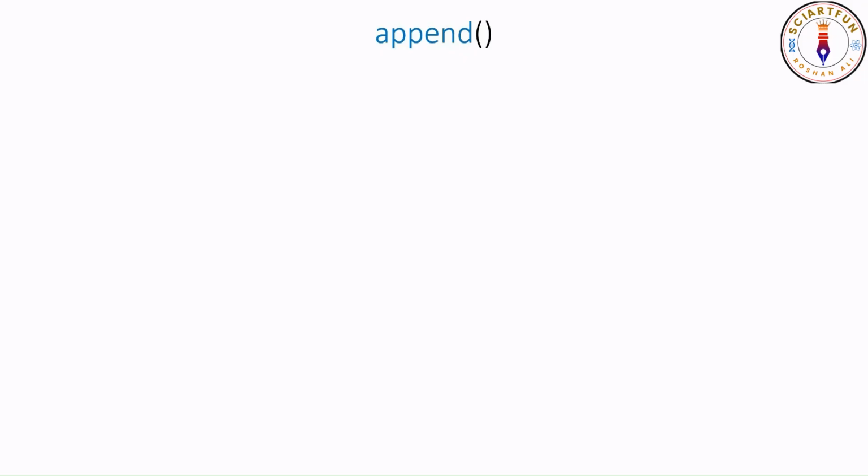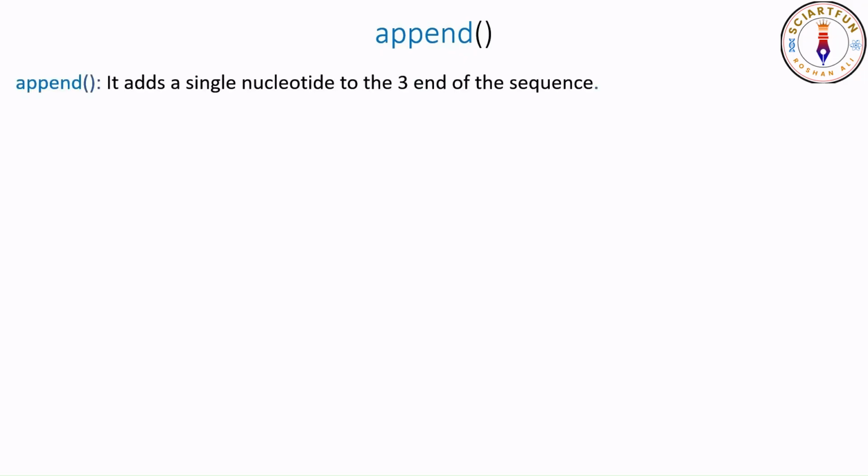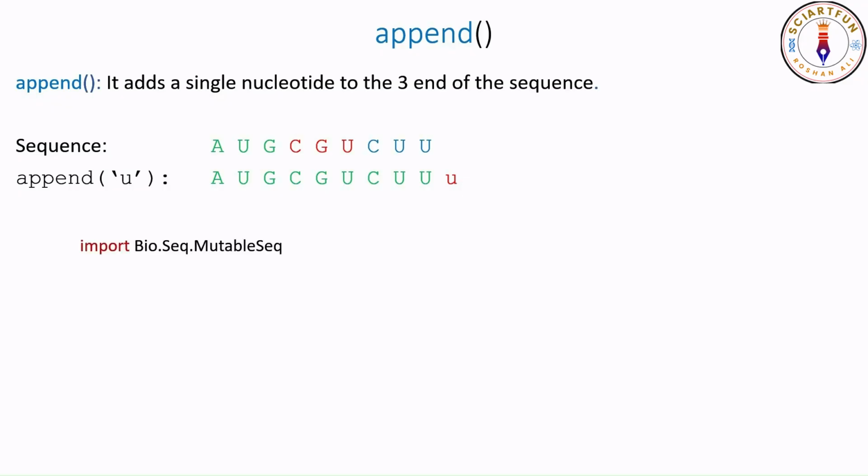This is the append method. With this method you can add a single nucleotide at the 3 terminal of your sequence. For example, letter U is added at the 3 end in this sequence. To use Mutableseq methods, you have to import the Mutableseq class first. Suppose this is your input sequence. First create a Mutableseq class object using this command.